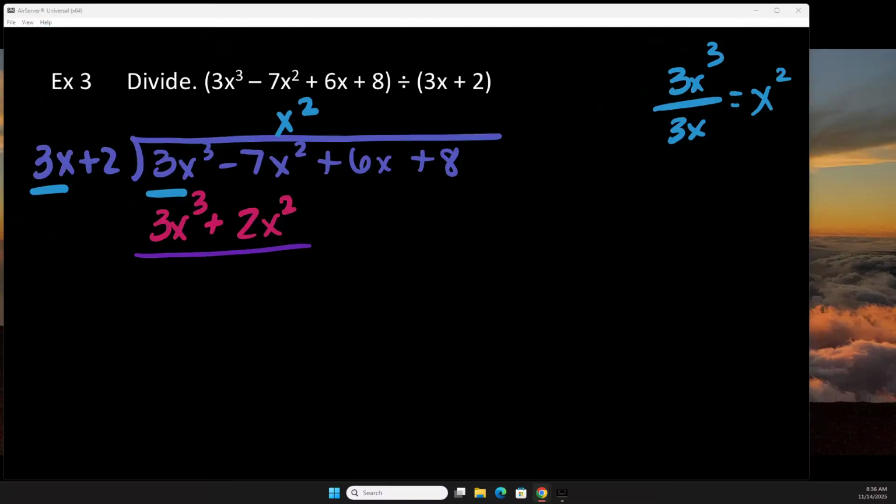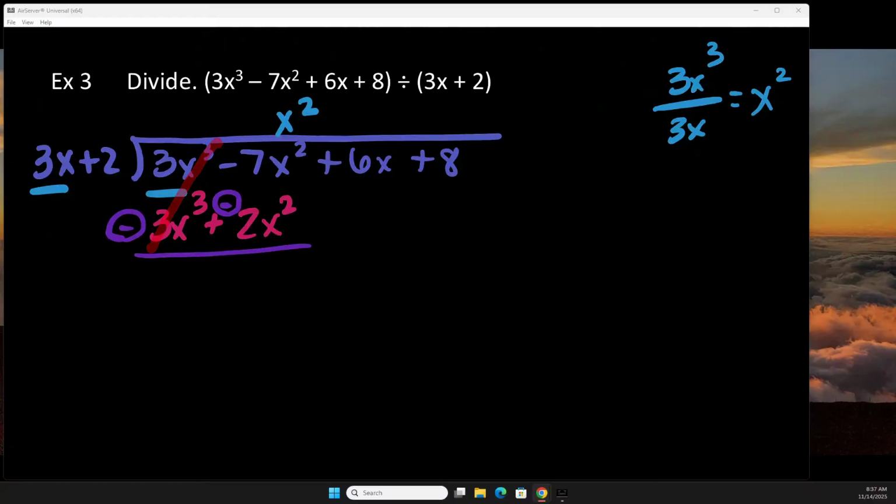All right, then we'll do the subtract step, where we're going to change both signs. Okay, sorry, there was an announcement.